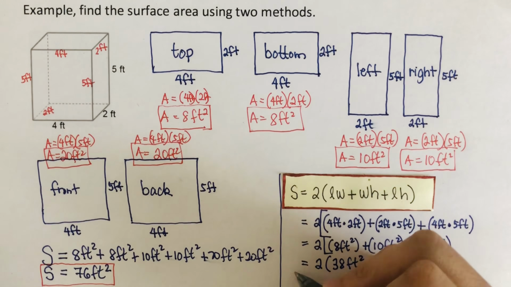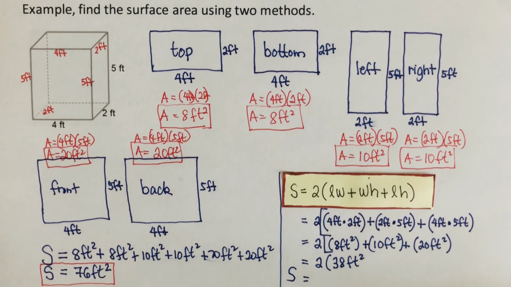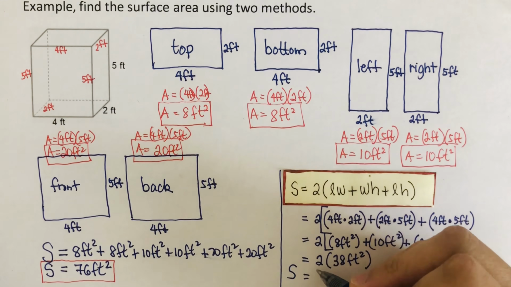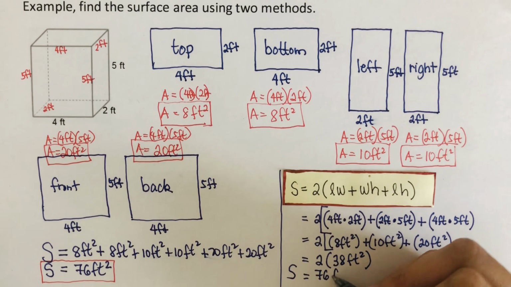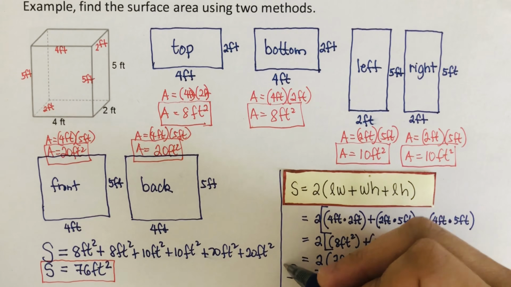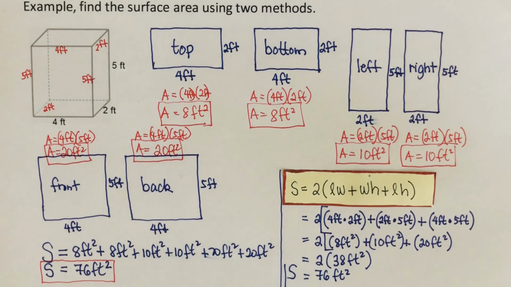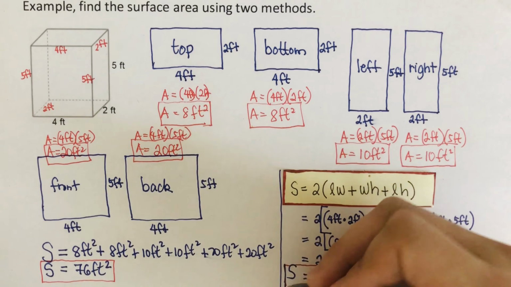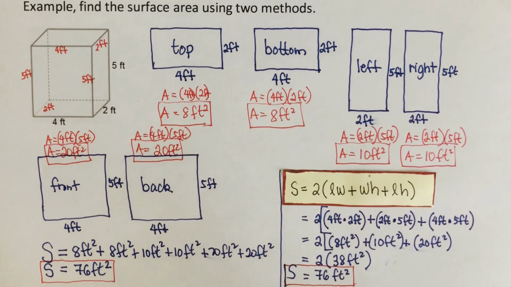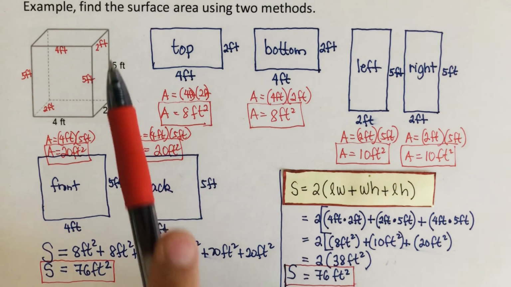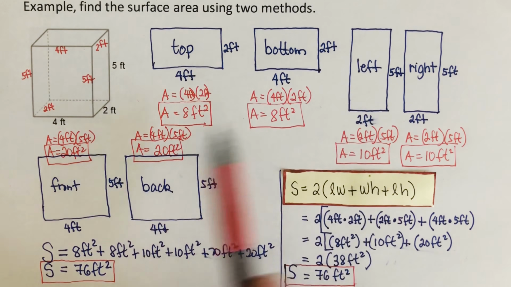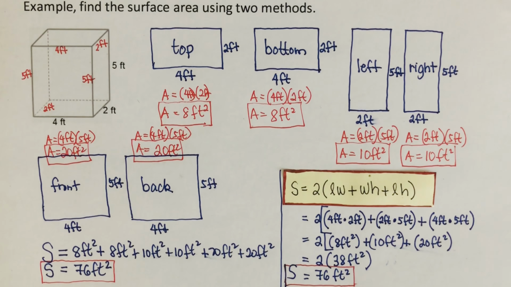So then multiply that by 2. Then our surface area is a match with this one right here. If you multiply 38 times 2, that would be 76 feet squared. So pretty much they are exactly the same, but I'm showing you 2 methods to do this. If you forget this formula right here, the go-to method is taking the area for each of the 6 sides and adding them up together. The answer would still be the same.